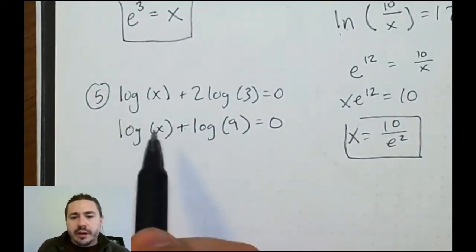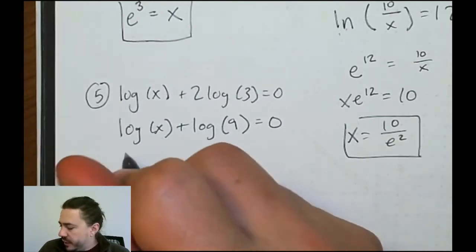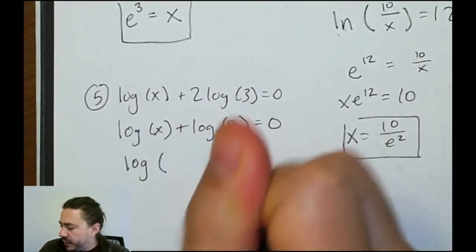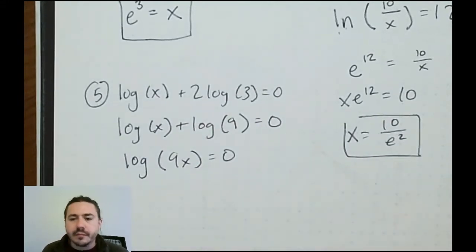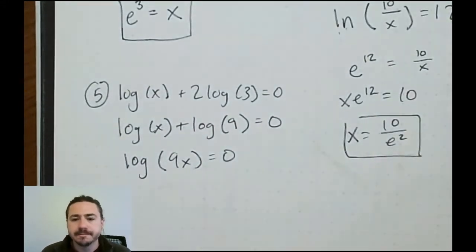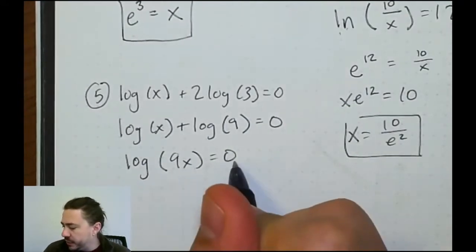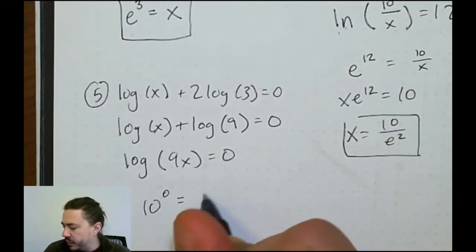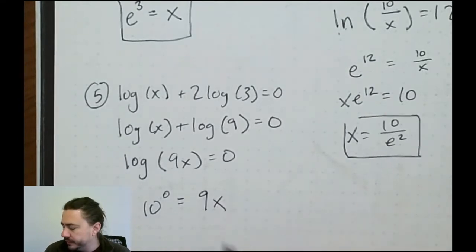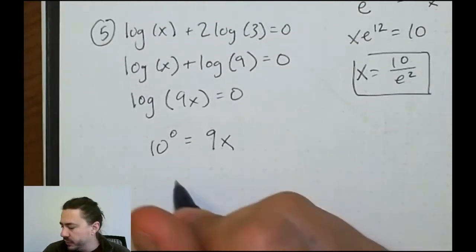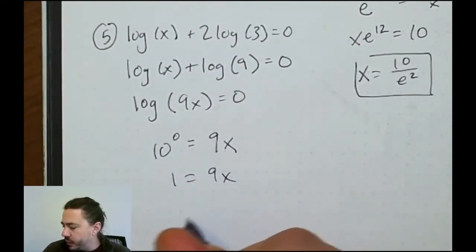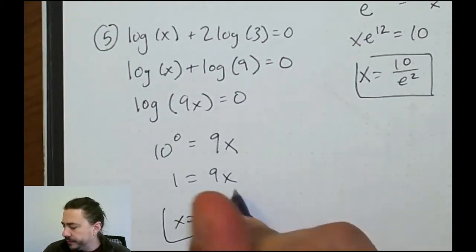And so now I can multiply these together, or at least multiply the arguments together. X times 9 is 9x equals 0. And yeah, so now we can rewrite it. Our base is 10, exponent is 0, so we get 10 to the 0th power equals 9x. So we're just about there. Anything to the 0th power is 1, and so our x should be 1 over 9.